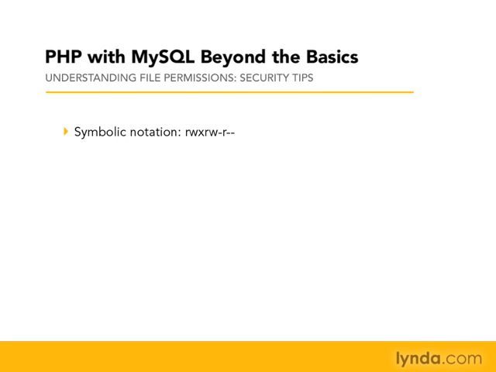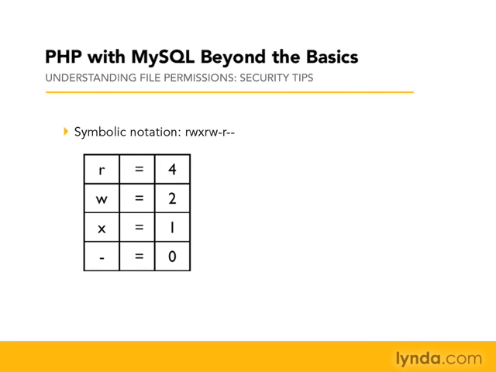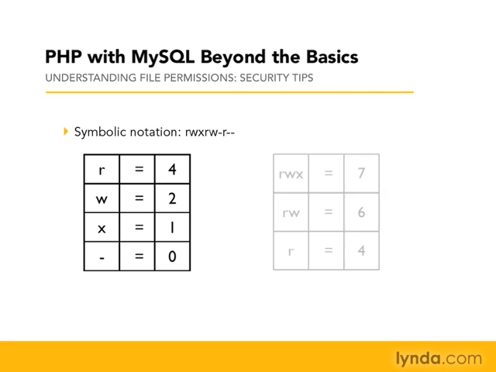Now, there's another kind of notation that you need to know about, which is called octal notation. In order to get from octal notation to symbolic notation, you're going to need to do a conversion. And the key for conversion is what I've got there. R equals 4, W equals 2, X equals 1, and the dash equals 0. So with that key in mind, we can take RWX and convert it to 7. And RW would just be R plus W, so that would be 4 plus 2, 6. And R by itself would be 4.